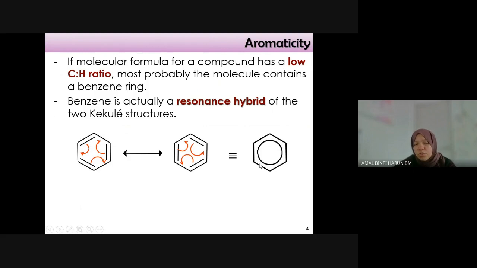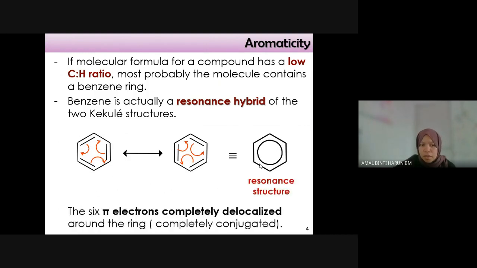So the third structure is also a benzene ring. It is a resonance hybrid structure. And the 6 pi electrons are completely delocalized around the ring, as I mentioned earlier, or we can say they are completely conjugated, because it is the same whether you draw structure 1 or structure 2.